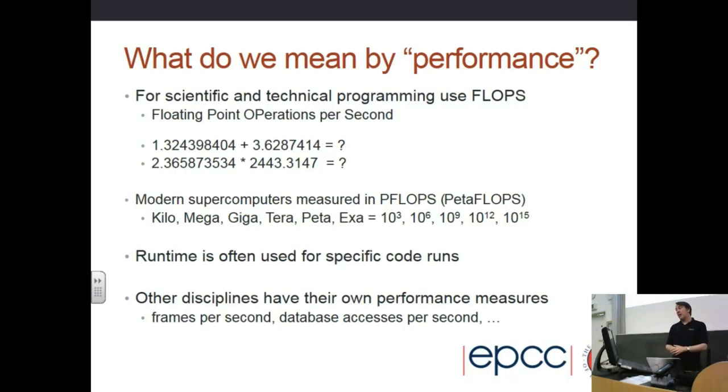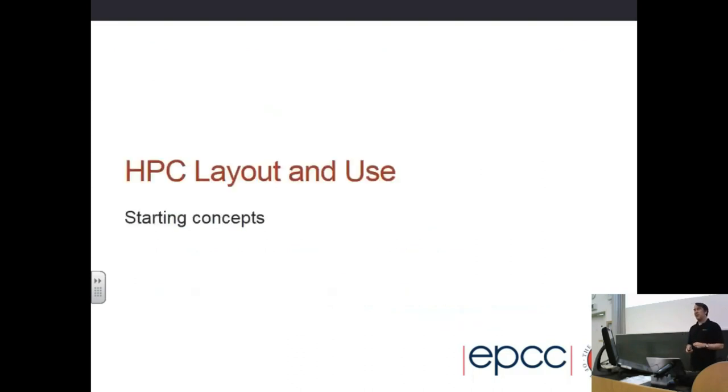Other disciplines have their own performance measures. For scientific and technical computing, people normally talk about flops. If you were doing gaming, you'd talk about frames per second. If you were a bank, you'd be concerned about database accesses per second. But in scientific and technical computing, flops is the standard measure. And there is a website called the Top 500 list, which ranks the world's fastest supercomputers by their performance, and the performance which is used is flops.